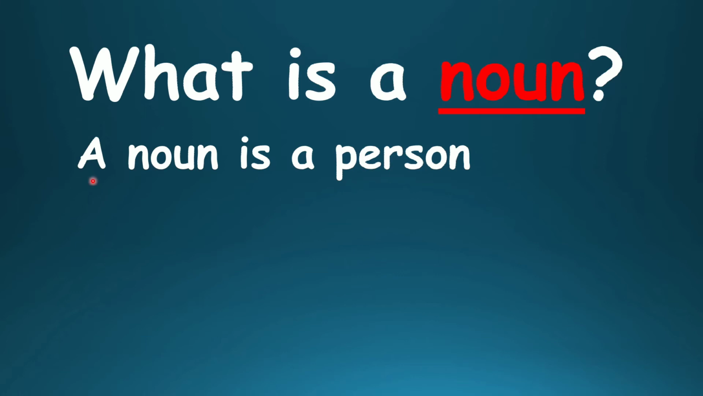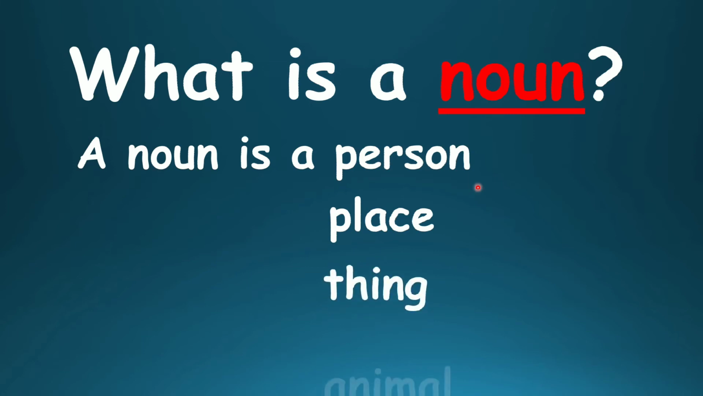Well, a noun is a person, place, thing, or animal. One more time. A noun is a person, place, thing, or animal. And one last time, you can as well speak with the teacher at the same time. A noun is a person, place, thing, or animal.